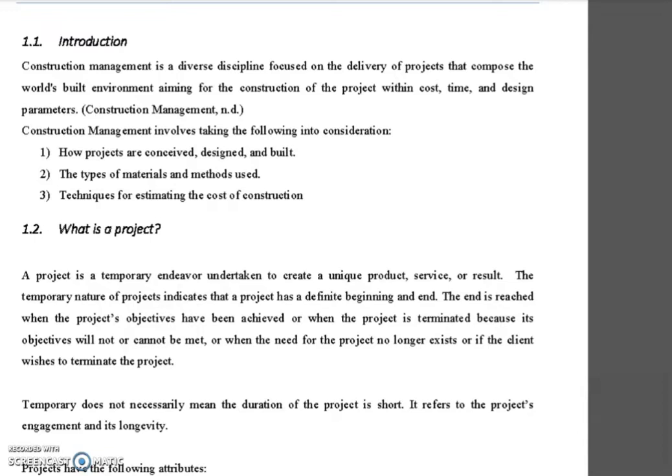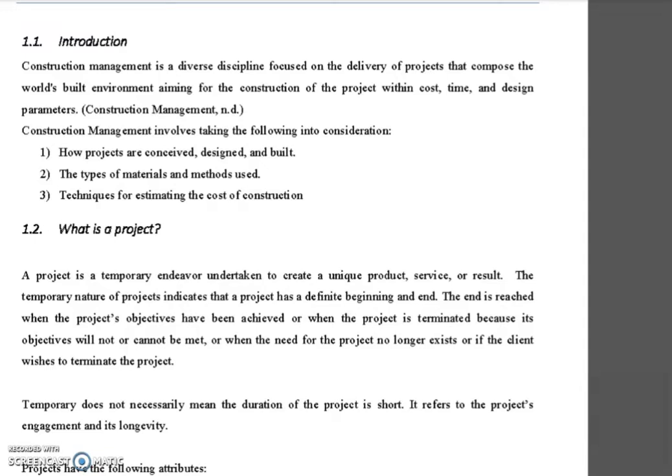So design parameters differ from project to project. The cost of the project differs also. The time also differs from project to project, and therefore they say every project is unique. And we will talk about the definition of the project.